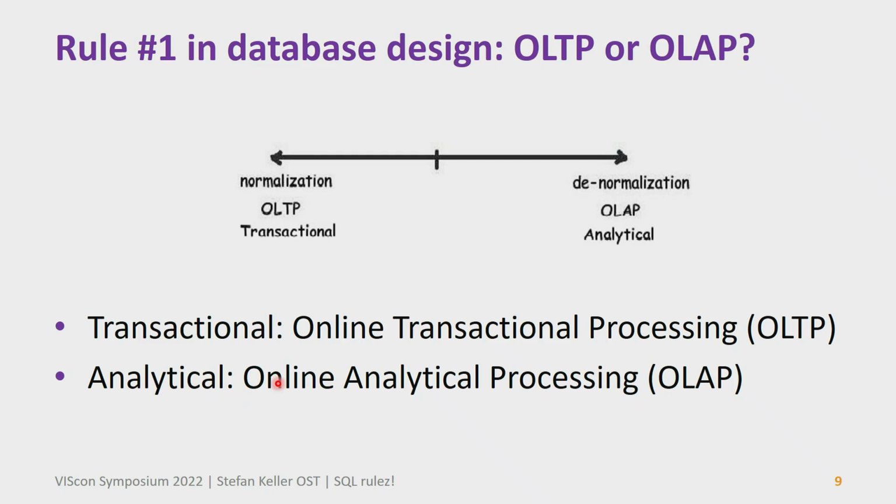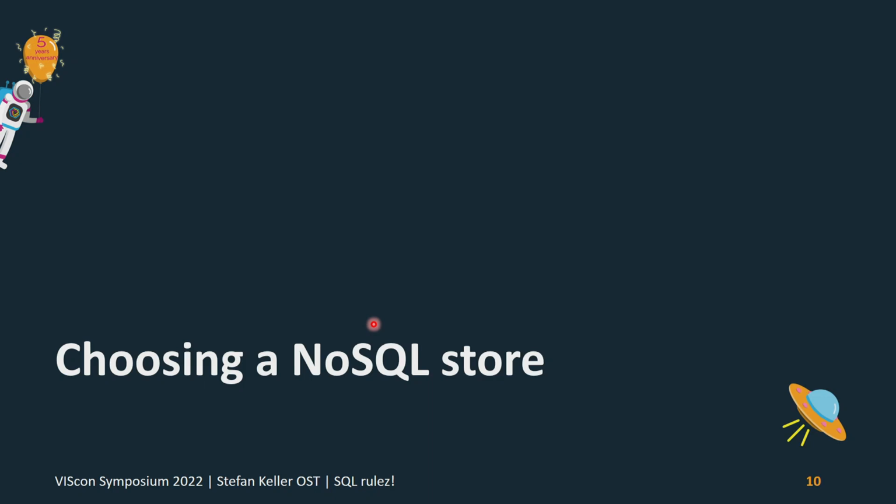And on the other hand, you have analysis, real-time analysis, or offloaded data and analysis on it in data warehouses typically, which is an analytical use of a database. So just to give this rule number 1 on the decision on a database. Now, about over 10 years ago, the hype about NoSQL stores came up. And mainly, this part is about how to choose the best NoSQL store.